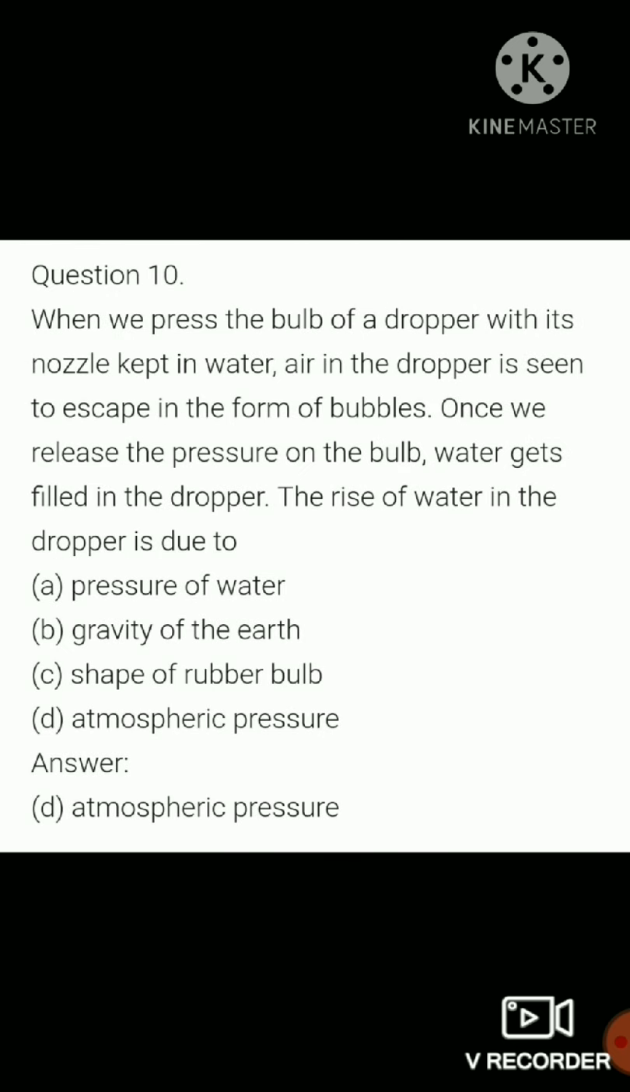When we press the valve of a dropper with its nozzle kept in water, air in the dropper is seen to escape in the form of bubbles. Once we release the pressure on the bulb, water gets filled in the dropper. The rise of water in the dropper is due to pressure of water, gravity of the earth, shape of rubber bulb, or atmospheric pressure. So the answer is atmospheric pressure.